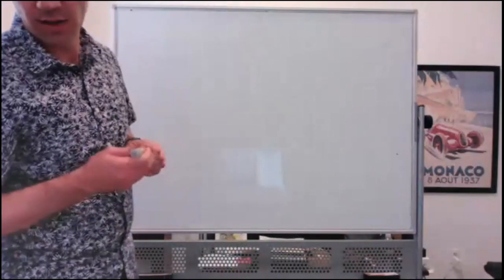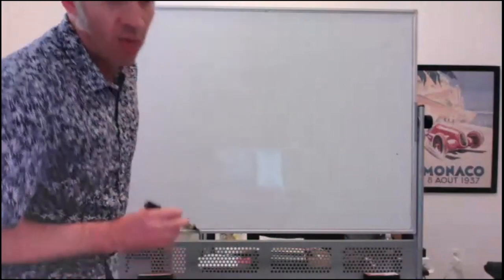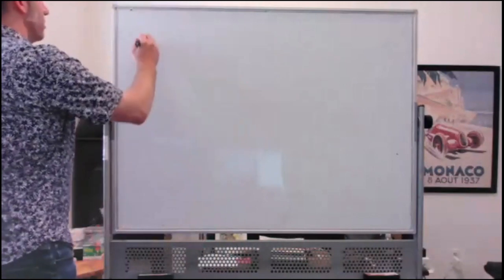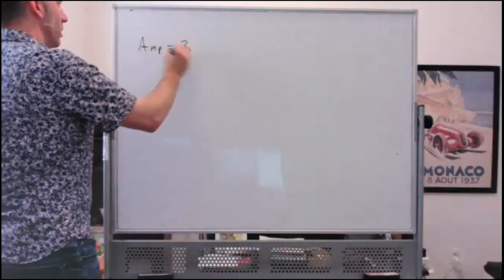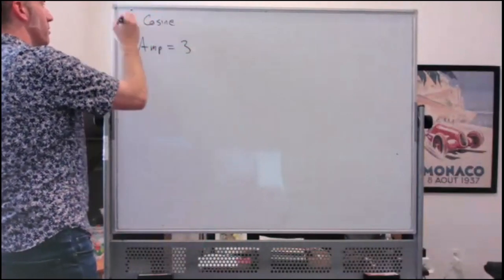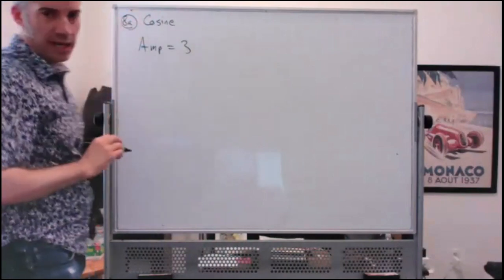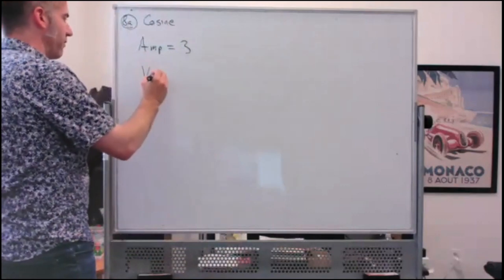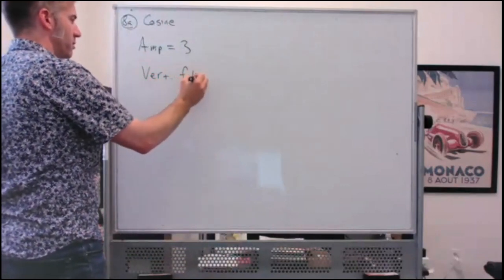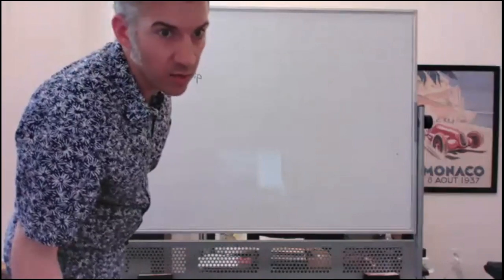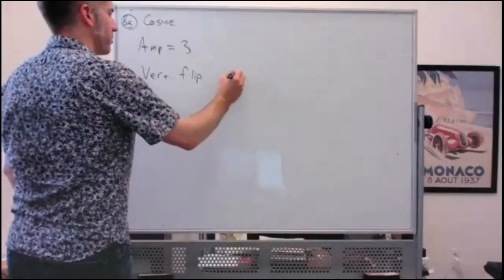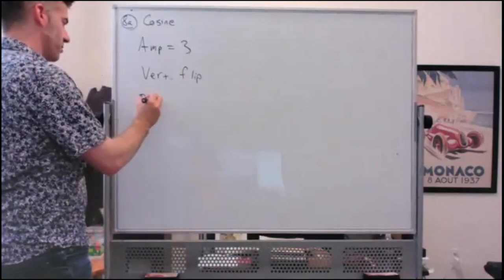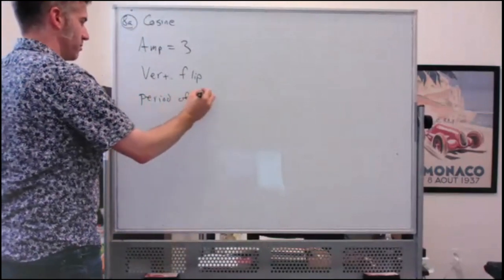All right, so let's look at number 8. Write the equation of a cosine function with an amplitude of 3. So on cosine, we want an amplitude of 3. We want a reflection across the x-axis, or I'm going to say a vertical flip. And we want a period of pi. I guess I can write that down. Okay.